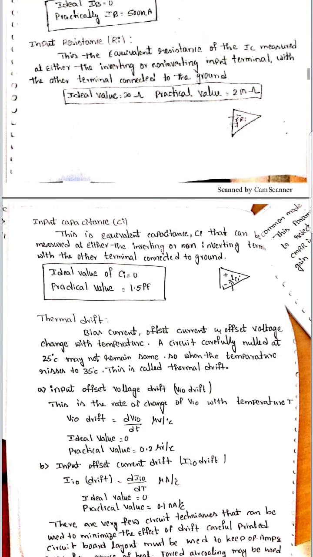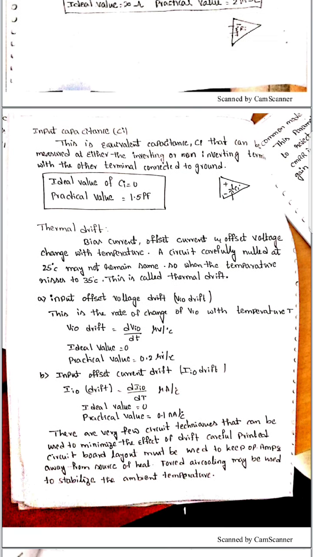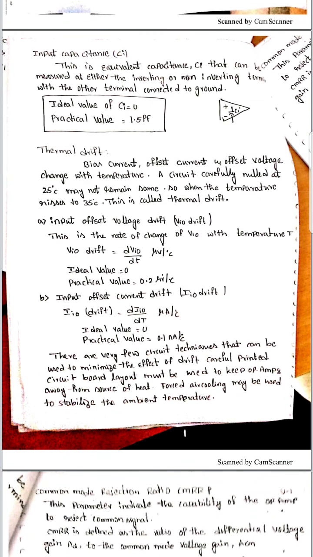Input resistance Ri. This is the equivalent resistance of the IC measured at either the inverting or non-inverting input terminal with the other terminal connected to the ground. Ideal value is equal to infinity and practical value is equal to 2 megaohms. Next, input capacitance Ci. This is the equivalent capacitance measured at either the inverting or non-inverting terminal with the other terminal connected to the ground. Ideal is equal to 0, practical is equal to 1.5 picofarad.